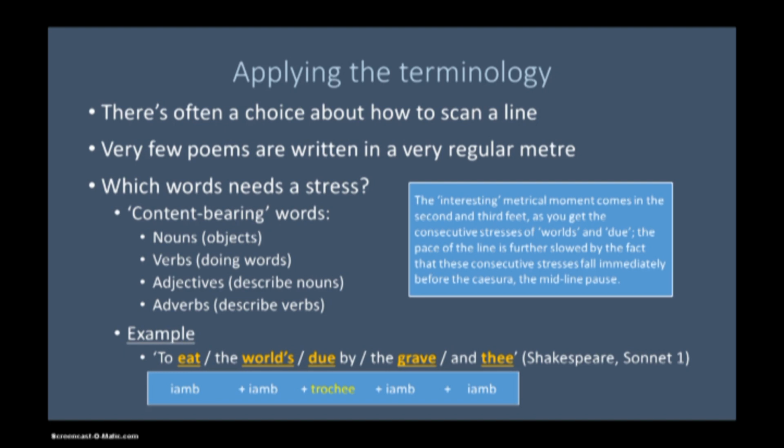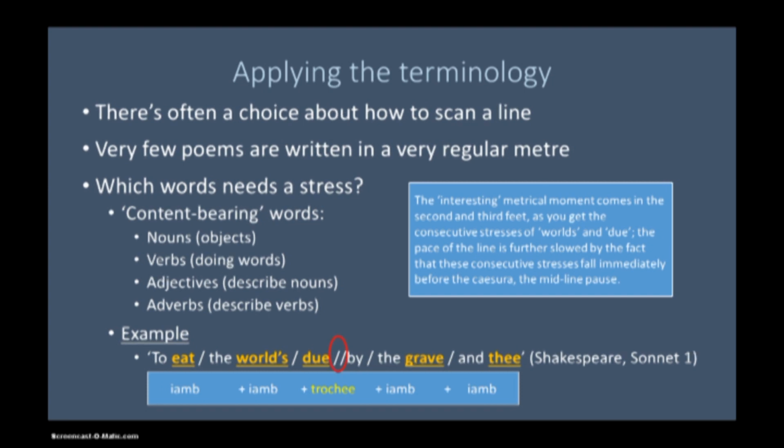rub up against each other to produce 2 consecutive stresses, slowing down the pace of the line and emphasising the phrase world's dew. The pace of the line is further slowed down by the fact that these 2 consecutive stresses fall immediately before the caesura, the midline pause that comes after dew, and you can mark the caesura with a double backslash.